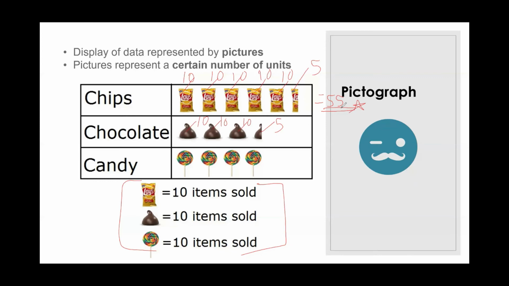Then we look at our chocolate, we have 35 sold. Then we look at our candy, each of these is 10. So that means we had 40 items sold. So again, it looks like we're doing the best with chips, maybe not doing as well with chocolate, and maybe there's a reason for that. Again, data is meant to inform decisions like we talked about last week.